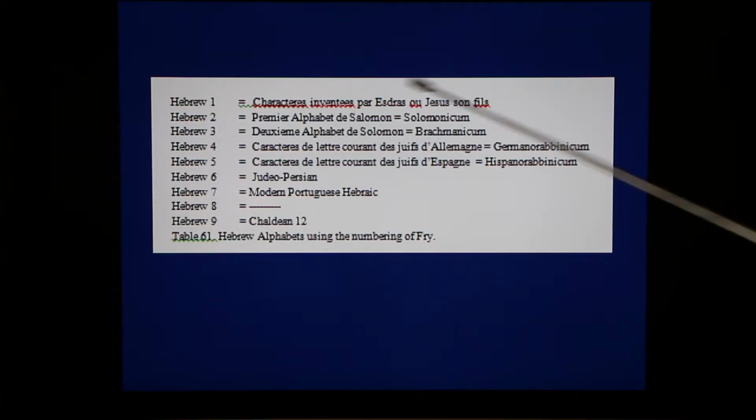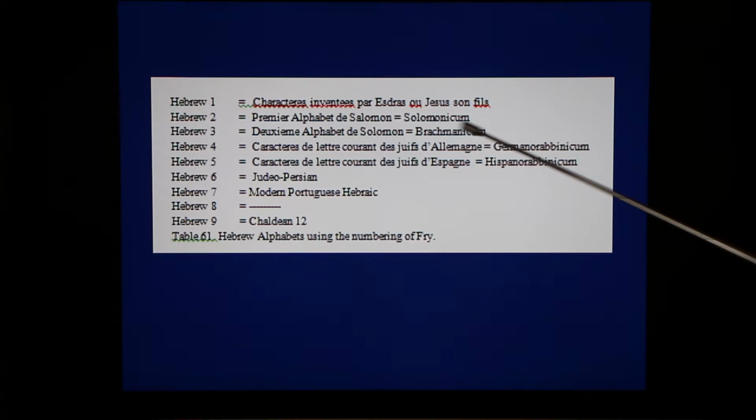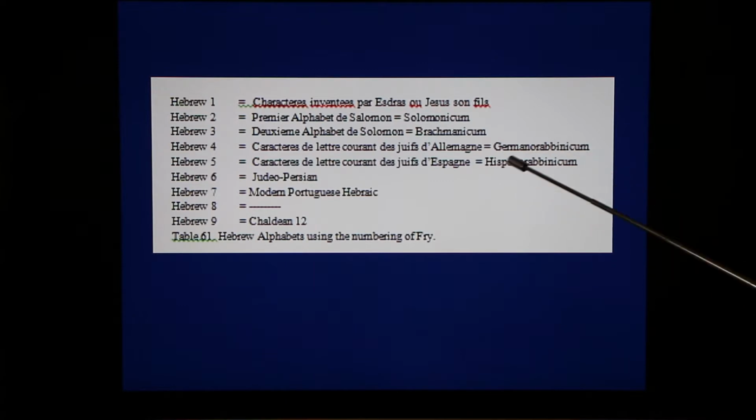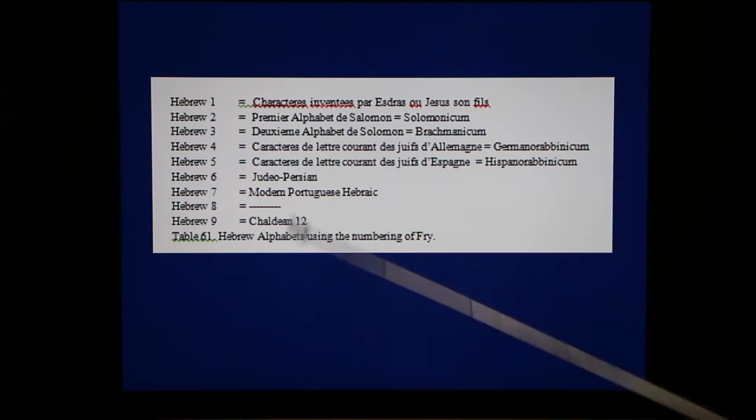And then I take Fry's 1799 list of 9 alphabets and show you how they link up. So Hebrew 1, Hebrew 2, Hebrew 3 we've already done. Hebrew 4 is Germano-Rabbinicum, so the rabbinical version of German. And this is the rabbinical version of Hispanic. And Hebrew 6 is Judeo-Persian, and Hebrew 7 is modern Portuguese Hebraic. And then Hebrew 9 is Chaldean 12. So this is useful because we have these old sources, but now in one chart you can see how it fits with our modern versions.